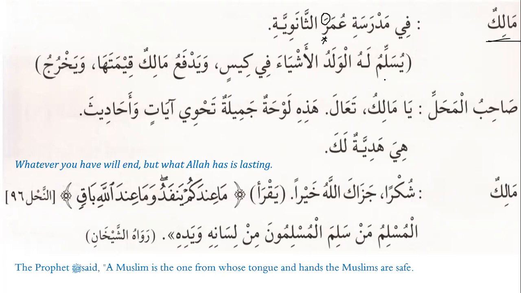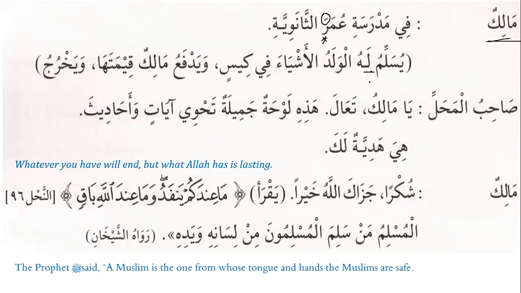Yusallimu lahul waladu, sallama yusallimu tasliman. When it comes with the preposition la, please note this very important information, it means to hand over. And when it comes with the preposition ala, it means to send salutations to Prophet Muhammad sallallahu alaihi wasallam. Or when we say assalamu alaikum to someone, when we greet someone, we also use ala. But when you hand something to someone, then we use the preposition la.